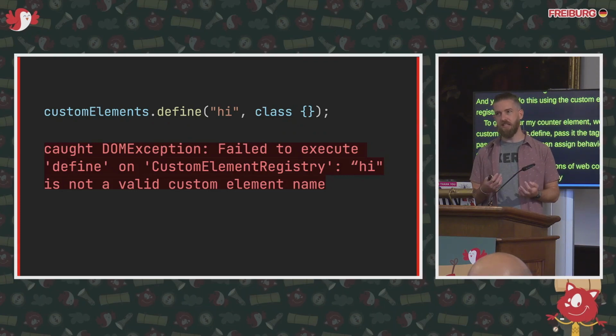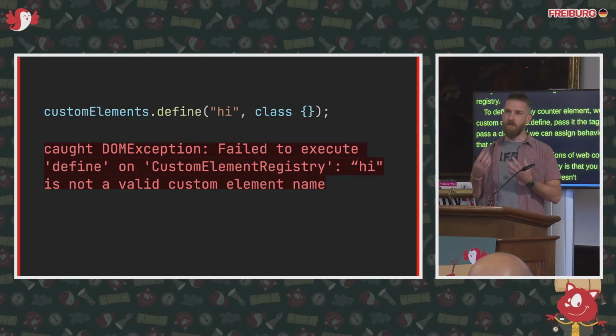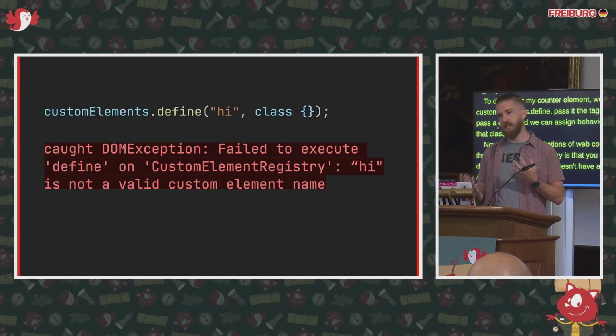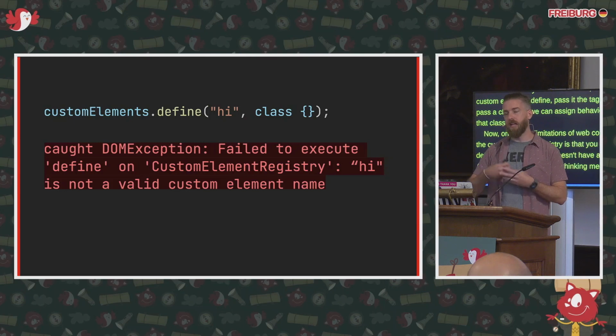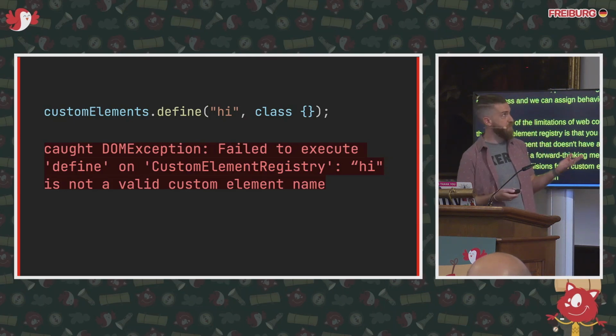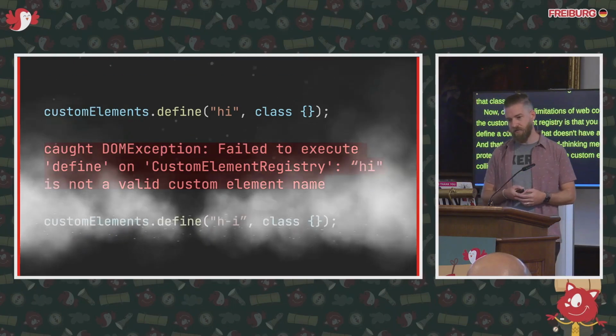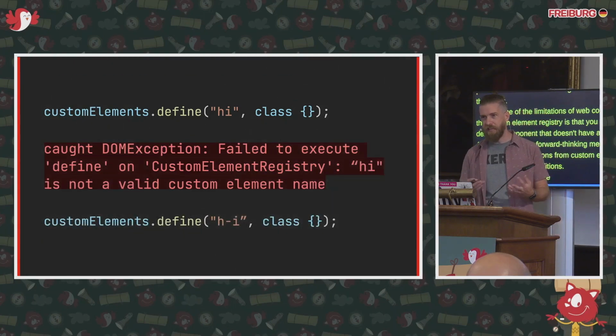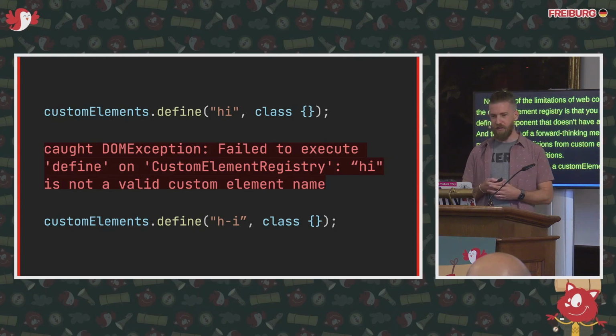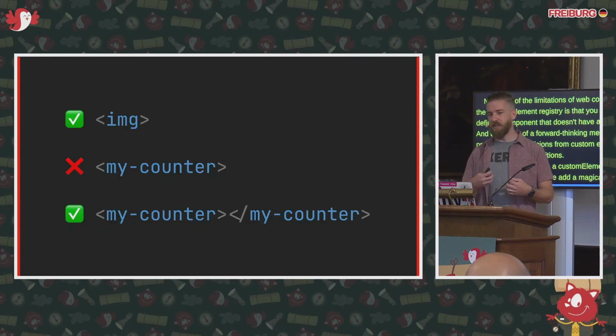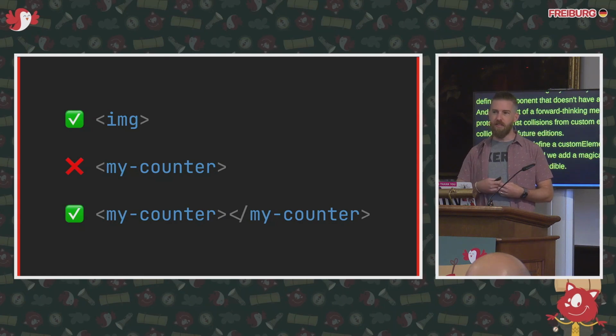Now, one of the limitations of web components and the custom element registry is that you can't define a component that doesn't have a dash. And that's sort of a forward-thinking mechanism to protect against custom elements colliding with future additions to the HTML specification. So we couldn't define a custom element that's just "hi", for example. So we'll want to add a magical dash in the middle there, and then it will work.